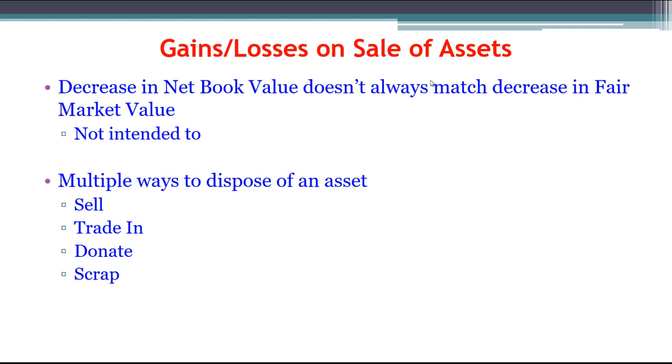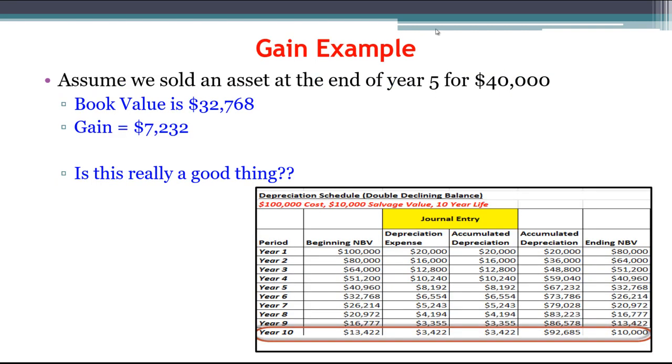So we're going to have a mismatched entry, and the difference is going to be a gain or a loss. Let's take a look at an example. Let's say we sold an asset at the end of year 5 from this depreciation schedule. We sold it for $40,000. At the end of year 5, we were at $32,768 net book value. So to us, that asset was worth $32,768. We were able to sell it for $40,000. We sold it for more, so that's considered a gain.